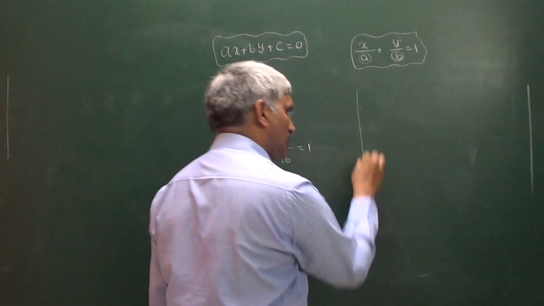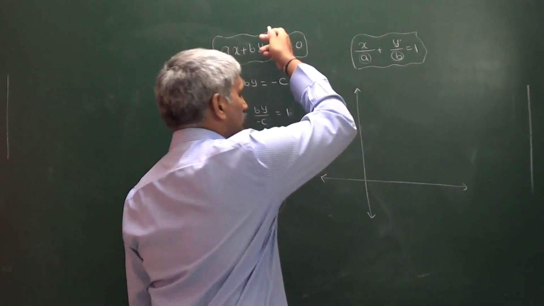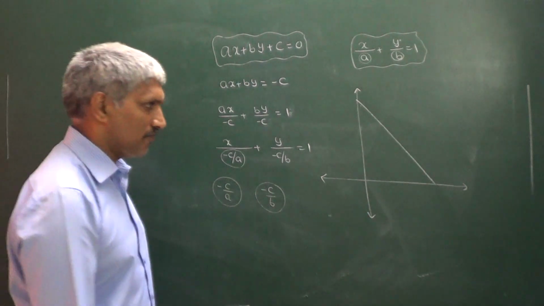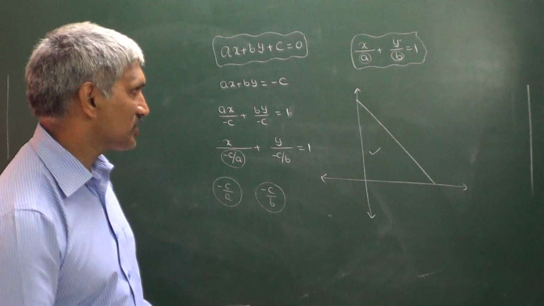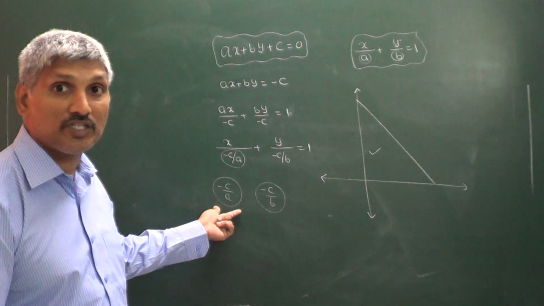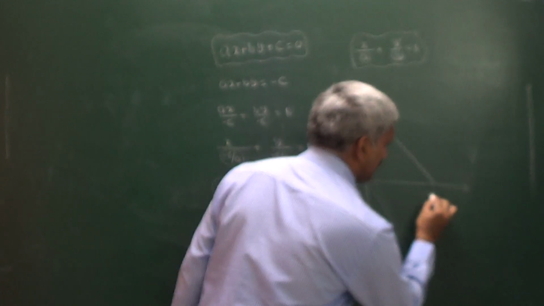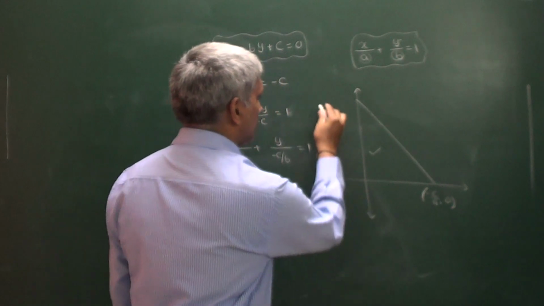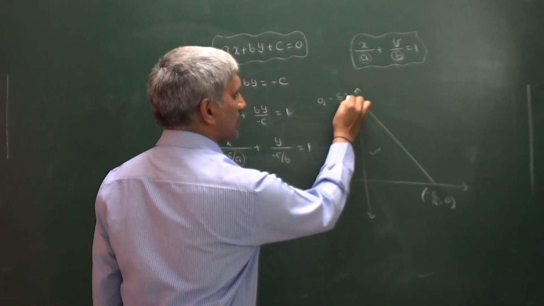Now you can observe that particular line. This line along with the coordinate axes forms a triangle. What is the area of this triangle? Yes, we got the information: x-intercept is equal to minus c by a. That's why I can say this particular point is minus c by a, comma 0, and this particular point is 0, comma minus c by b.